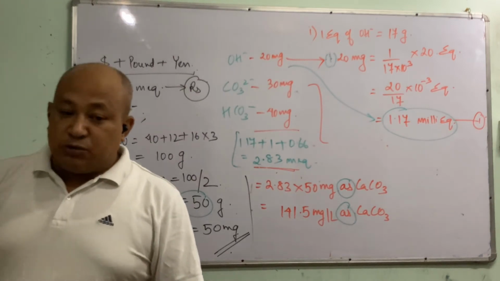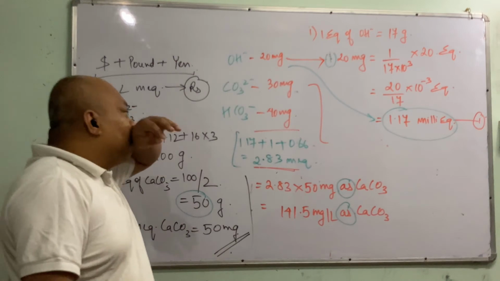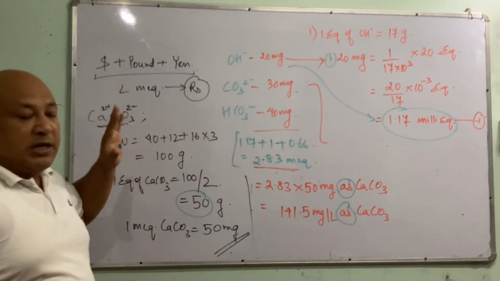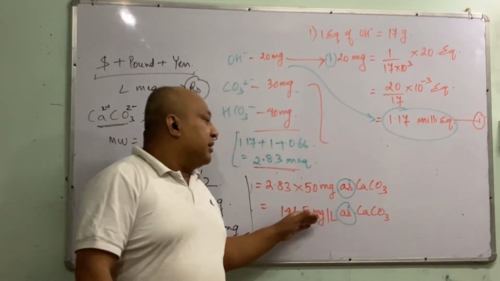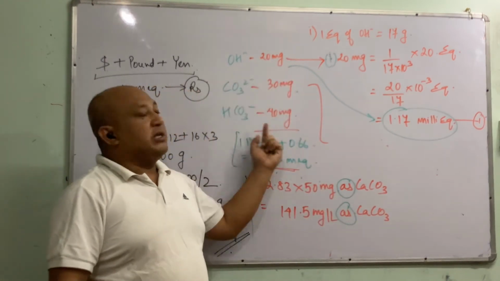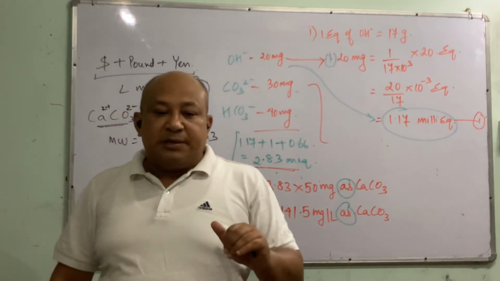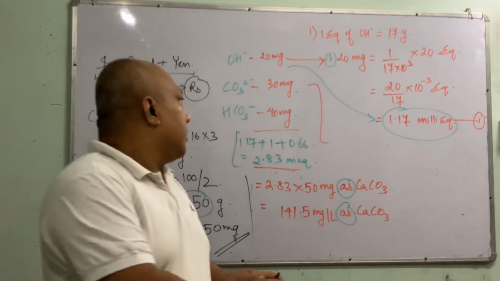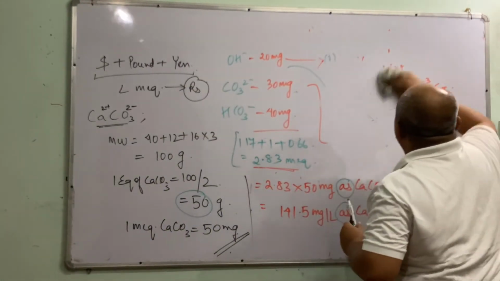But this doesn't mean that your water or wastewater contains calcium carbonate. It may or may not contain it, we are less bothered. The thing is, 141.5 milligram per liter equivalent of calcium carbonate is the total alkalinity. That is the concept. Similarly, another example is when they say the water contains hardness.